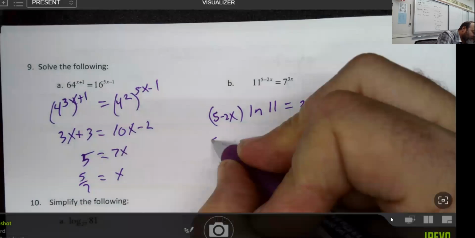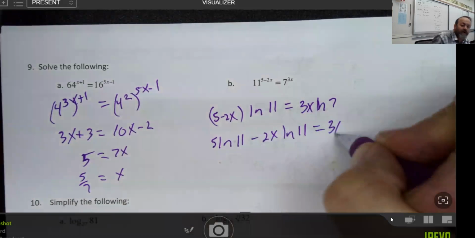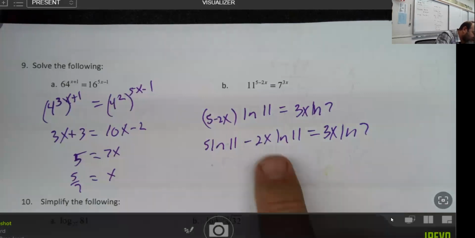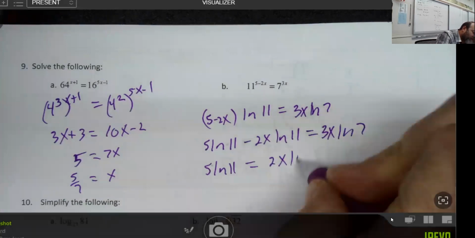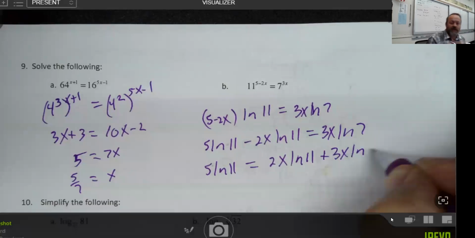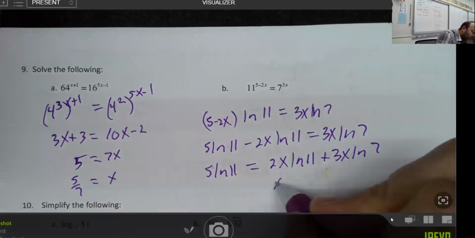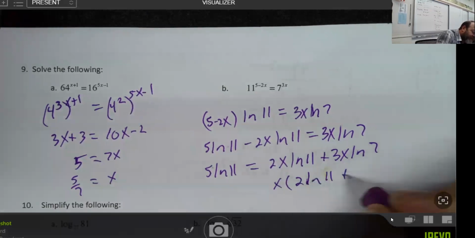And what I had you guys do in class is get rid of those darn parentheses so we are in a position where we can move things around. Now, again, my goal is to get x by itself, so I definitely want to get all of the x's on the same side together. So I'm going to add 2x natural logs of 11 to both sides. And I know this looks like kind of a mess, but since I have x in common on that side, that allows me to factor that x out of both of those.